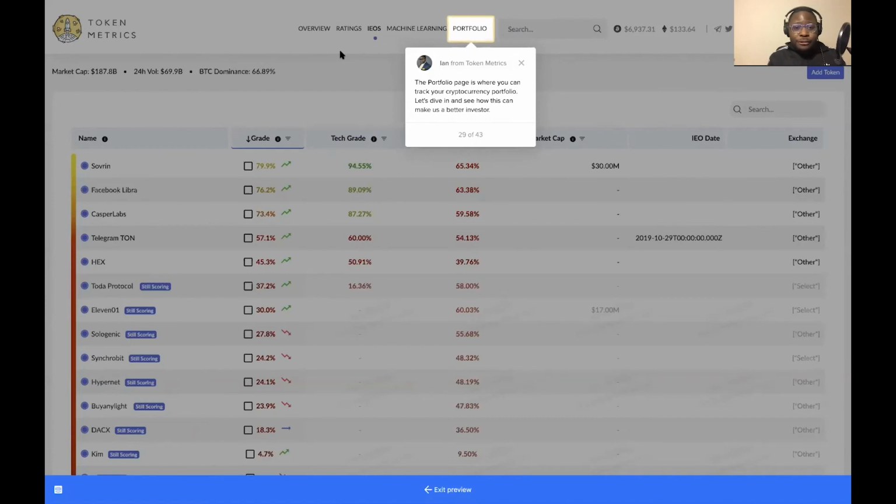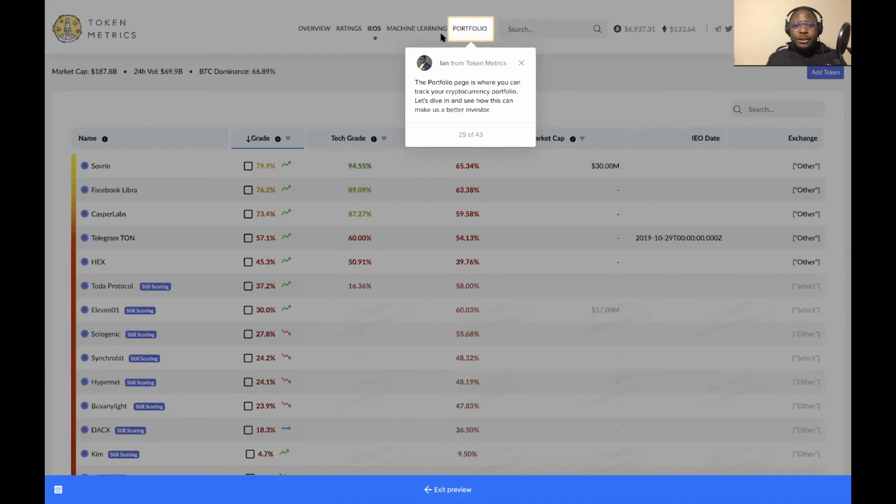Our team goes through and does fundamental analysis and technology grade for IEOs before they launch. And then when they start trading on exchanges, we also pull in the price action and provide a technical analysis grade based on that data. And that becomes part of the holistic grade. So everything is fully automated once it launches.